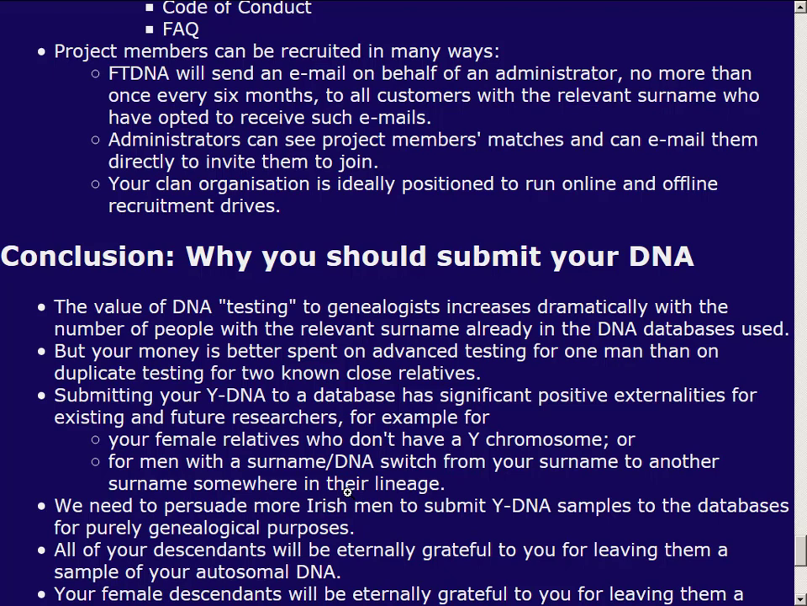How do you recruit members to your project? You can get Family Tree DNA to send out an email to everyone in their database who's willing to receive emails once every 6 months, inviting them to the project. The administrator can see the email addresses for people who match men who are already in the project, and then the administrator can email them directly, say, I see you match an OD, please join my OD project. And you're all in clan organizations with mailing lists for people with the surname, and you can write to everyone in your clan organization and say, please sign up for our DNA project.